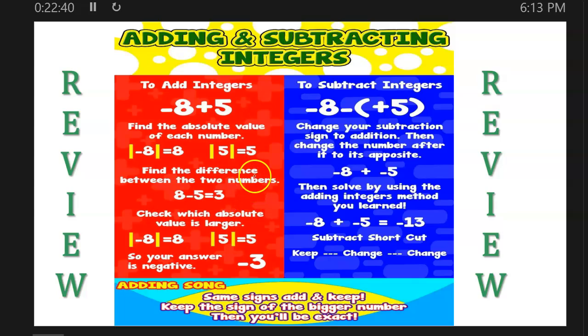Okay, so here's just a little graphic on the adding and subtracting integer rule, and this is just for review before we try to do some of these problems on our own. So let's review. To add integers, find the absolute value of each number, find the difference between the two numbers. 8 minus 5 is 3. Then check which absolute value is larger, and whichever one has the larger absolute value, you're going to keep the sign on that number. So in this case, the negative 8 was the larger absolute value. So our answer after subtracting 8 minus 5 is going to be negative 3 instead of positive 3 because the 8 had the larger absolute value. Okay, that's adding integers with different signs.